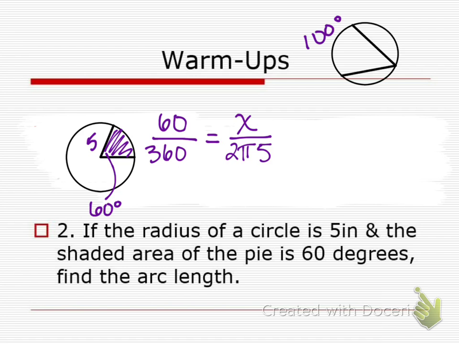Now if you want to, we can simplify 60 over 360 on our next step. So the zeros would divide off. 6 over 36 simplifies to be 1/6. If you don't simplify that fraction, it's fine. You're just going to have bigger numbers to deal with. It's not a huge deal. Equals x over 2 times 5 is 10. So this would be 10 pi.